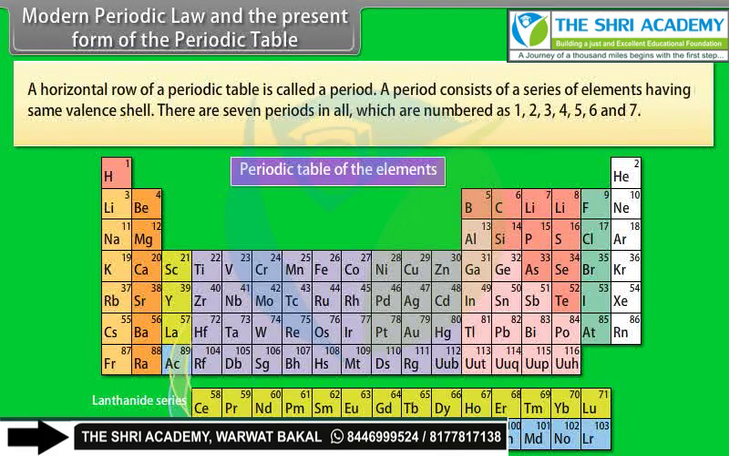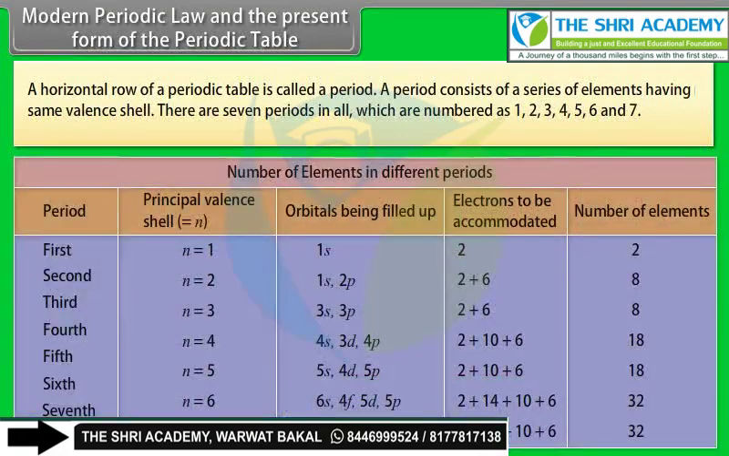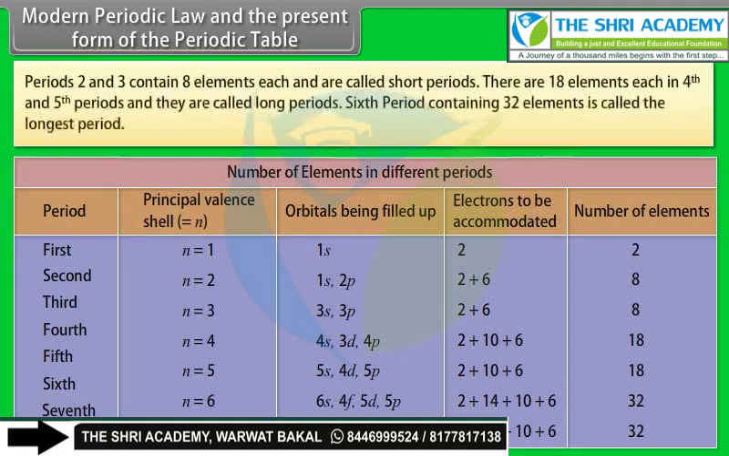A horizontal row of the periodic table is called a period. A period consists of a series of elements having the same valence shell. There are 7 periods in all, which are numbered as 1, 2, 3, 4, 5, 6 and 7. Periods 2 and 3 contain 8 elements each and are called short periods. There are 18 elements each in the 4th and 5th periods and they are called long periods. The 6th period, containing 32 elements, is called the longest period.